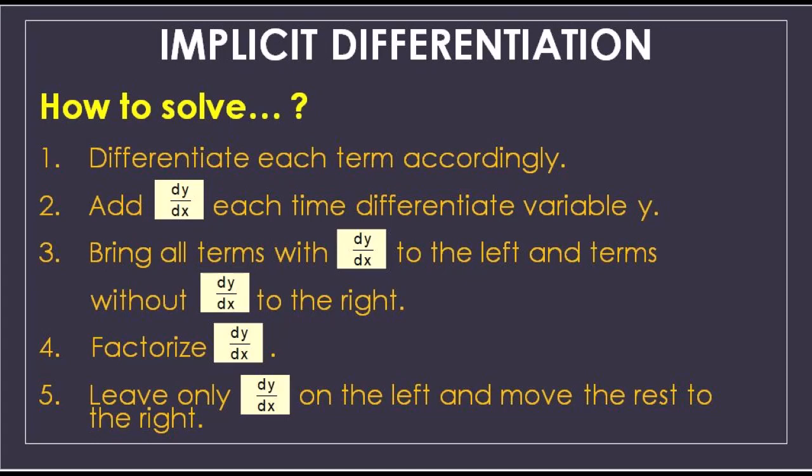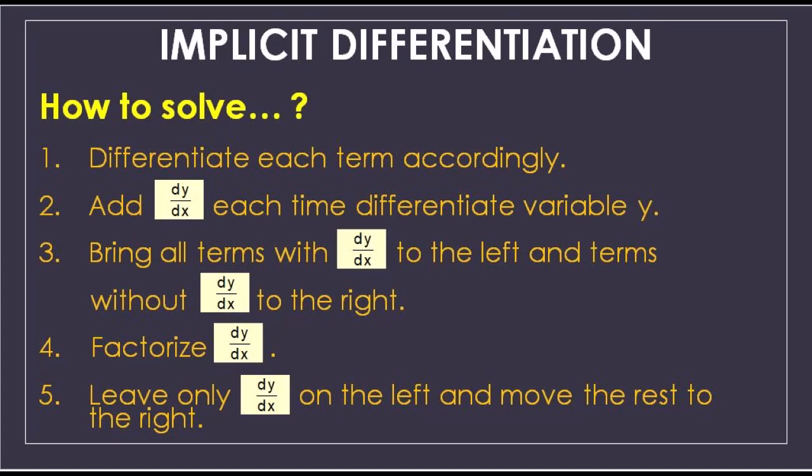In simpler words, we will use implicit differentiation when the variables x and y are mixed up in one equation, because normally we have y on the left and x on the right. When x and y are mixed up on the left and right hand side of the equation, we can find dy over dx by using implicit differentiation.